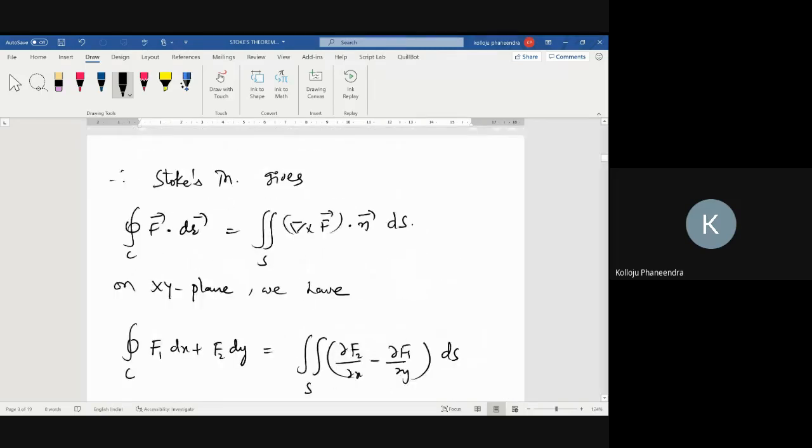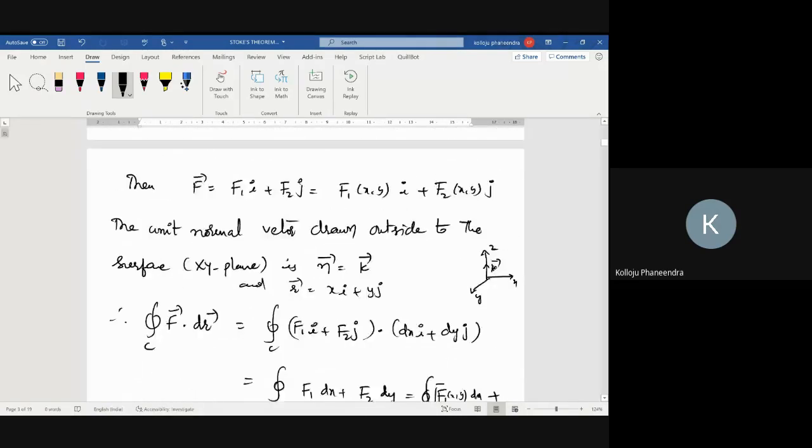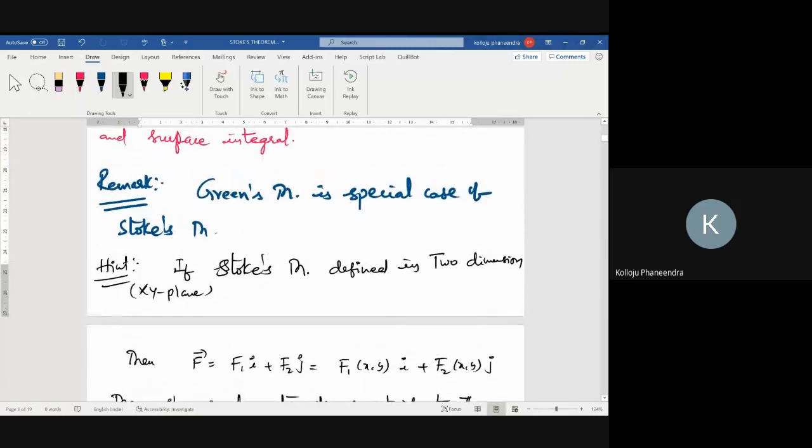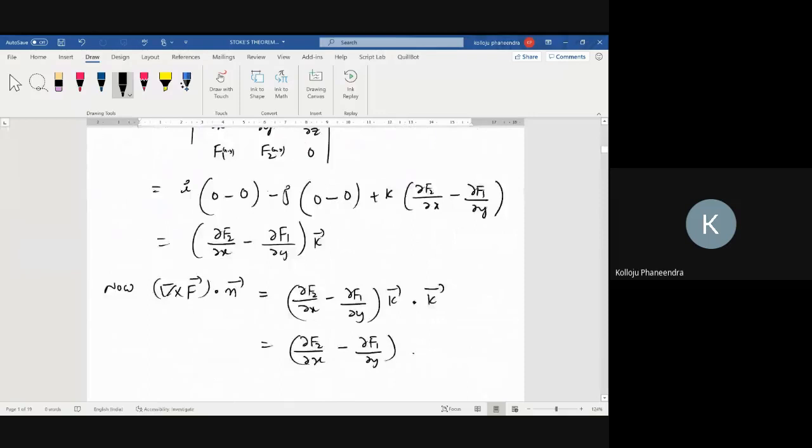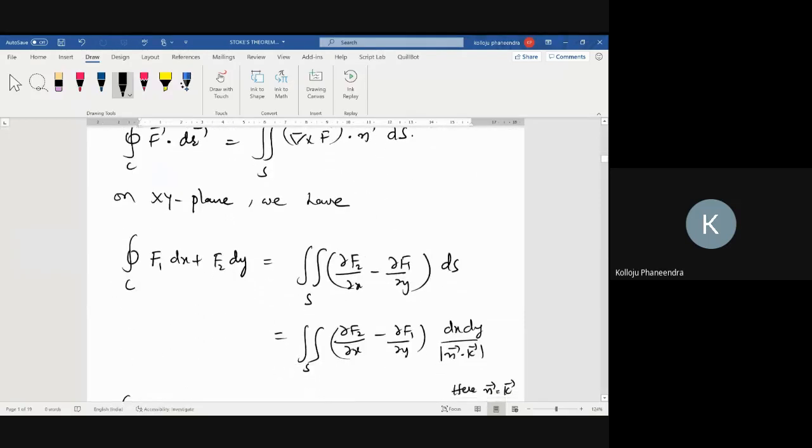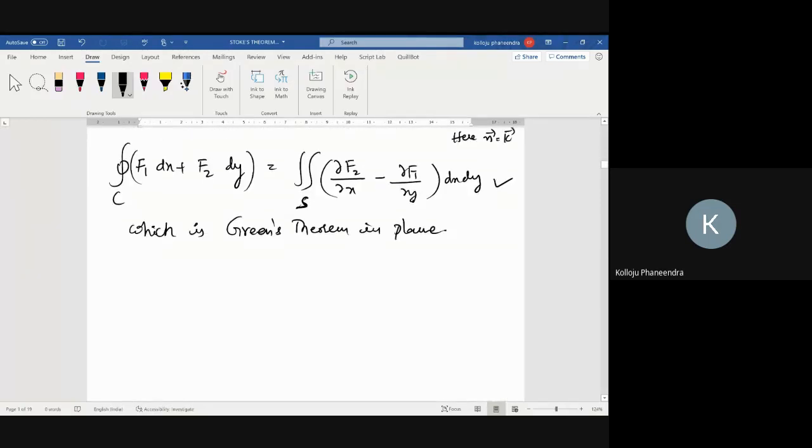Any doubts in this proof? The proof is important. Explain Green's theorem as a special case of Stokes theorem. It may be a short question. Any doubts? Now, coming to problems.